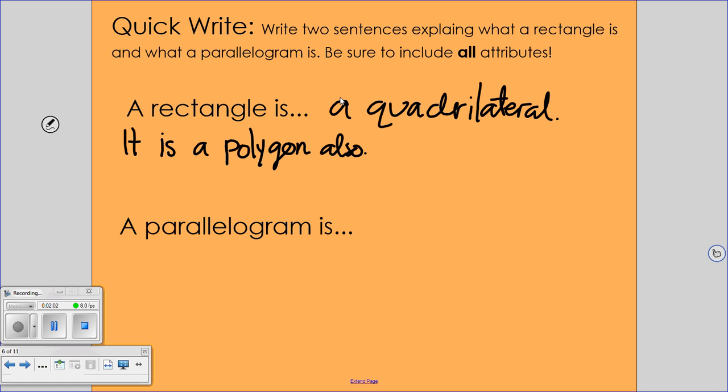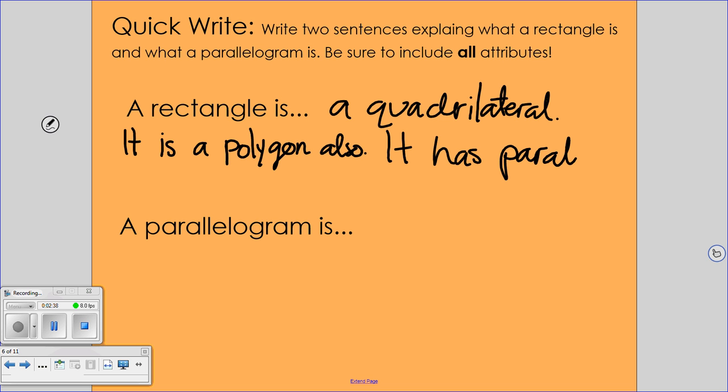Ashlyn? It has 4 corners with 4 right angles. Again, we said that with quadrilateral. I don't need to repeat that. Right? It has 4 sides. We've already said that because we said it's a quadrilateral. Don't tell me it has 4 sides. We already said that by saying it's a quadrilateral. Okay? It has 2 sets of parallel lines.